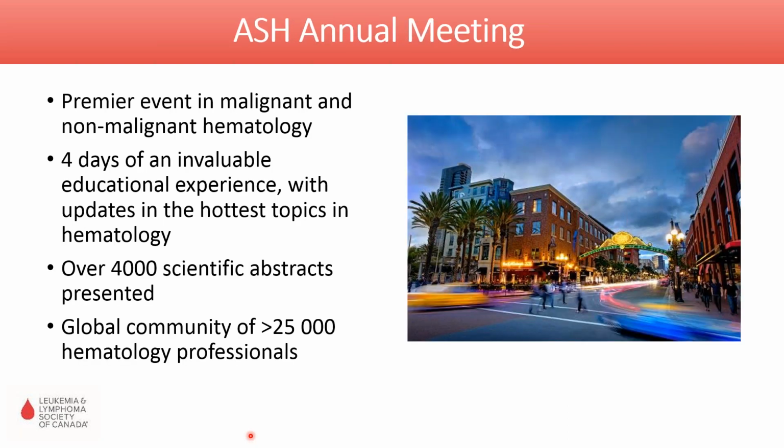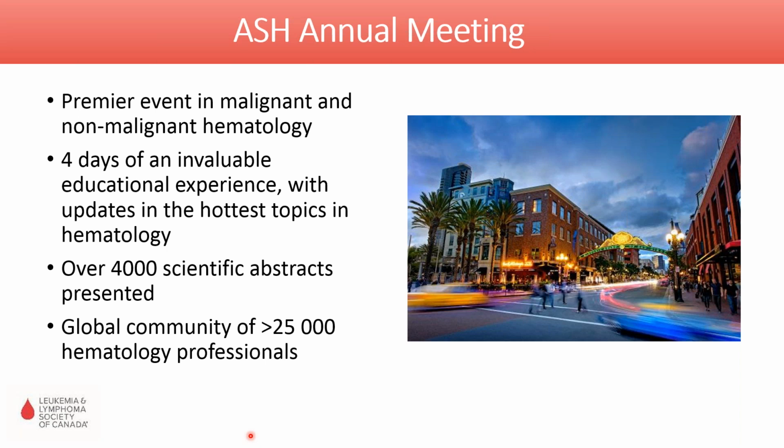I just wanted to give you an idea of what the ASH annual meeting was like. It's the American Society of Hematology meeting that happens every year in December. And it's the premier event in presenting new data in patients with malignant and non-malignant hematological diseases. It's a very intense 4-day event, highly educational, and we get updates on the hottest topics in hematology, consisting of educational sessions, scientific sessions, special symposia, plenary sessions where the top abstracts are presented, and then late-breaking news for topics that are likely to change standard practice.